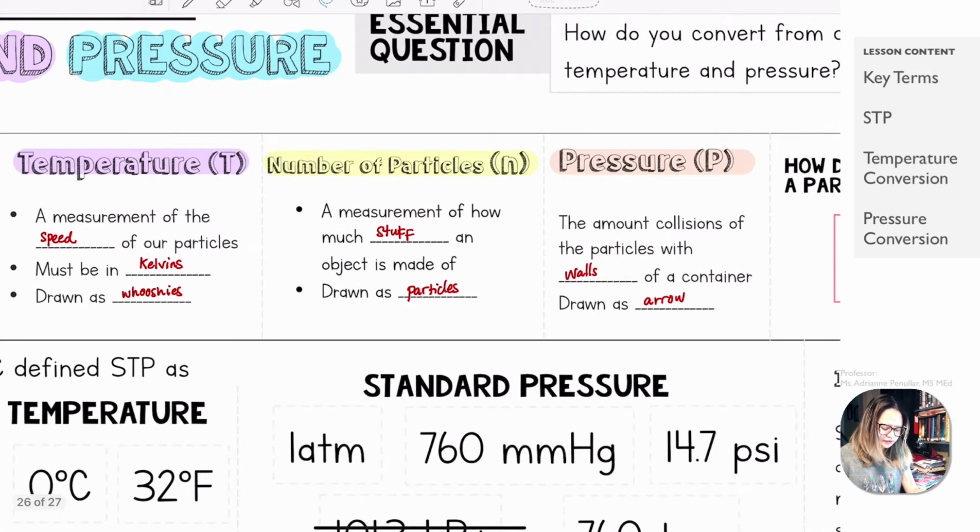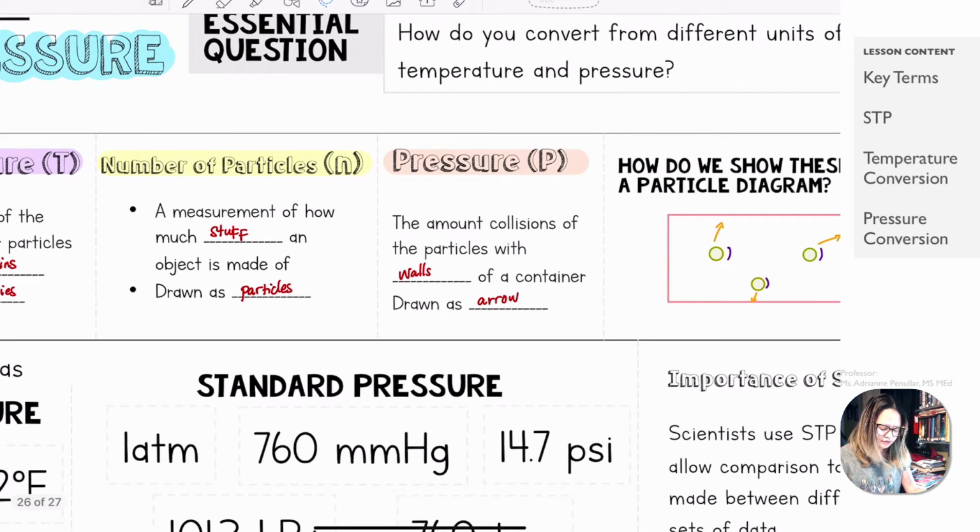And then we'll have the number of particles. The number of particles is a measurement of how much stuff an object contains. These are drawn as particles or circles. And lastly, we have pressure, which is defined as the amount of collisions of particles to the walls of their container, and we will be using arrows for those.